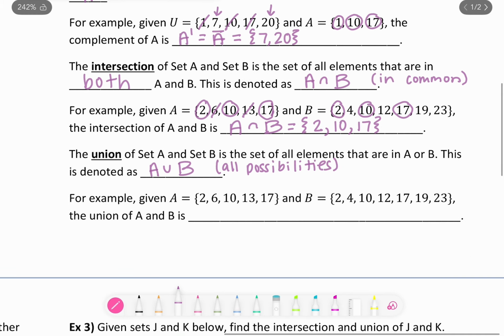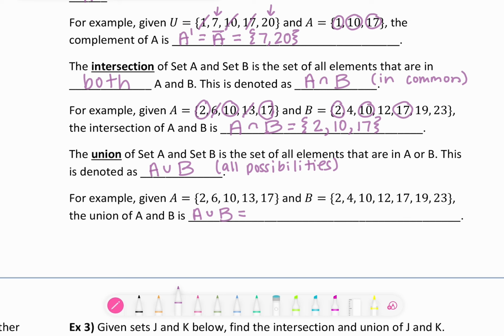So for example, if we look at sets A and B, and these are the same sets as above, we're going to put every possibility in the union. Okay, so if it shows up in both, you only write it once in the union. So our union is going to be A and then the little U and B equals.